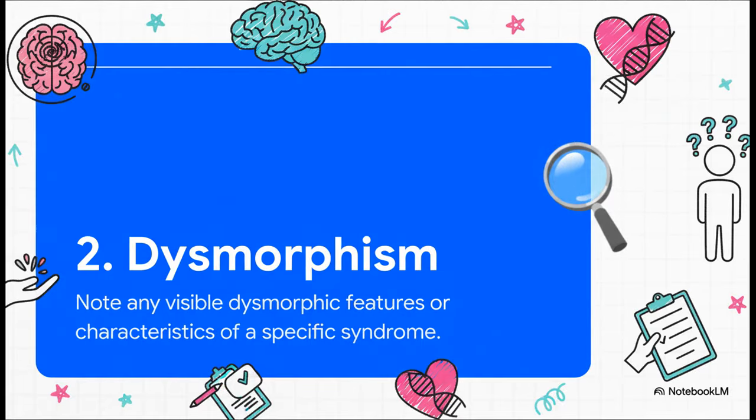The second D is dysmorphism. Now, this is where you really have to be looking closely. You're actively searching for any unusual facial features, any physical characteristics, anything at all that might point you towards a specific genetic syndrome. This requires a really keen eye for detail.